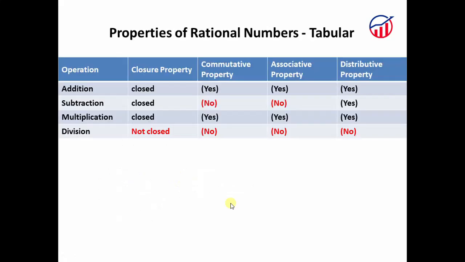So finally here in the tabular form, the properties of rational numbers. So you can see that for addition and for multiplication, it holds good for all the properties: closure, commutative, associative, and distributive in case of rational numbers.